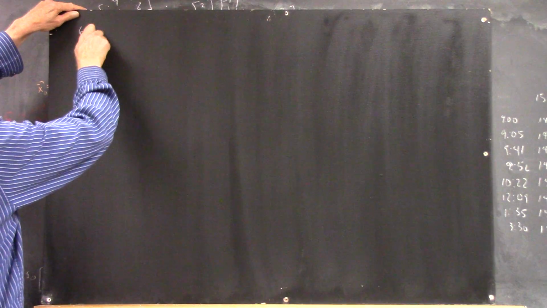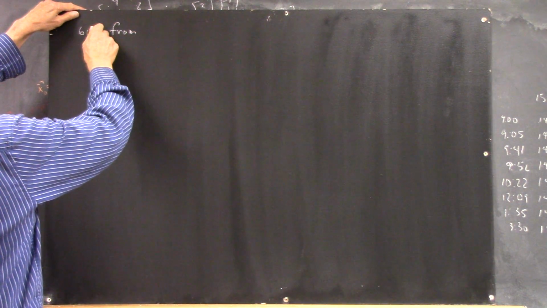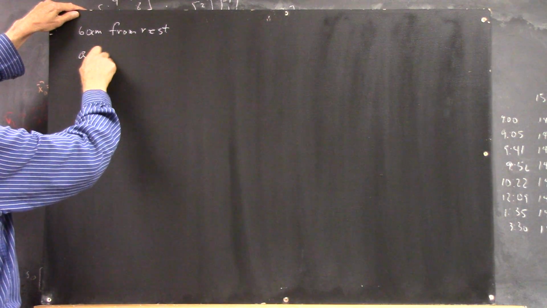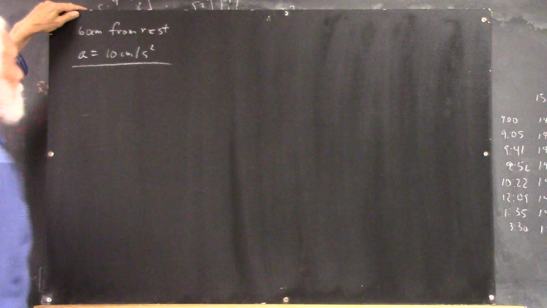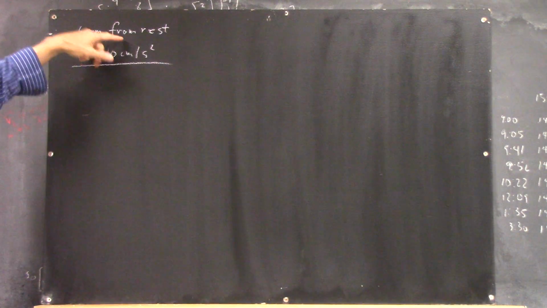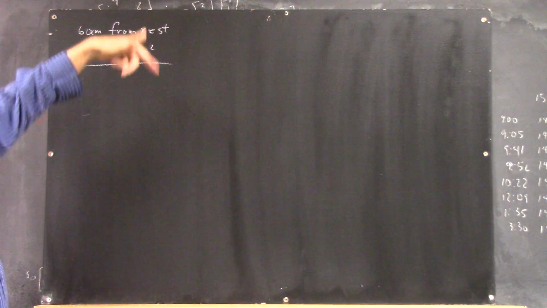Okay, so we just had a problem where we start by going 60 centimeters from rest at a constant acceleration of 10 centimeters per second squared. And we go, well, that's it, okay? So we know the initial velocity is 0, the displacement is 60 centimeters, and the acceleration is 10 centimeters per second squared, okay?